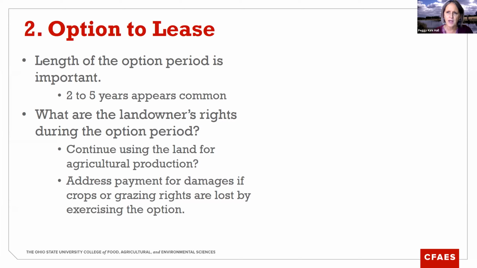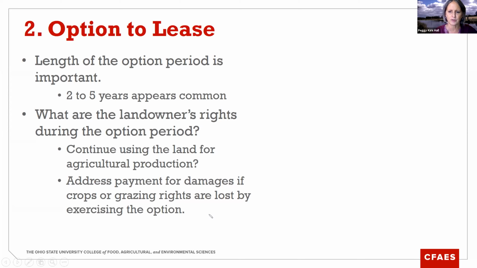It's very common that there's an arrangement made that they can continue agricultural production. At first, those provisions weren't written into the lease. But now we are seeing those clearly written into the lease, that the landowner may continue to use the land for agricultural production. And then there will be provisions for what happens if we decide to exercise the option and move forward while there's a crop in the ground or the land is being grazed. We can address those damages that will need to be paid as we move from the option or development period into construction.